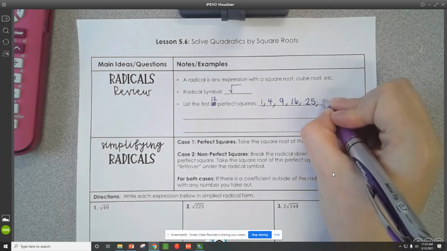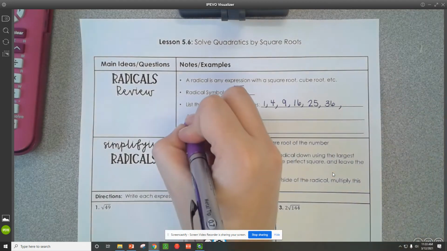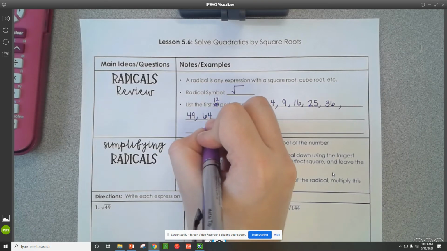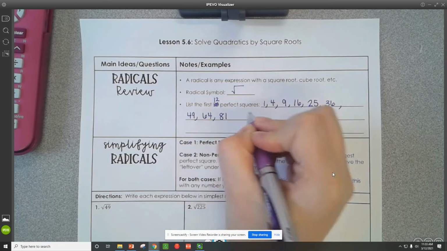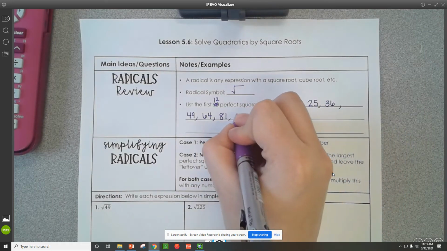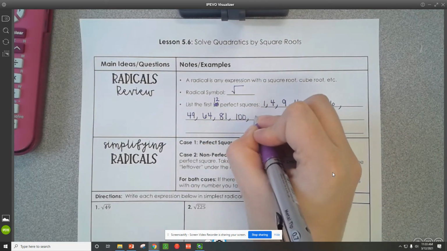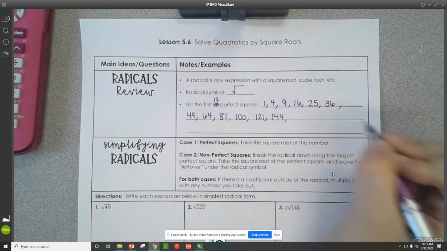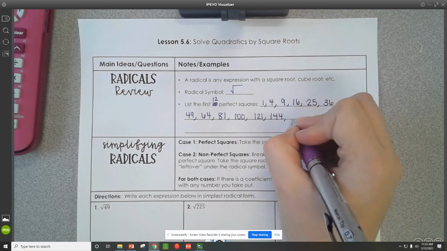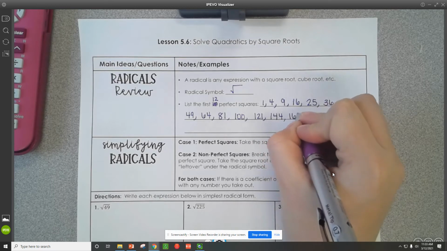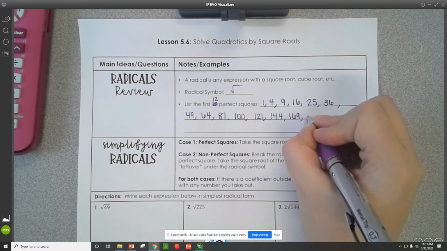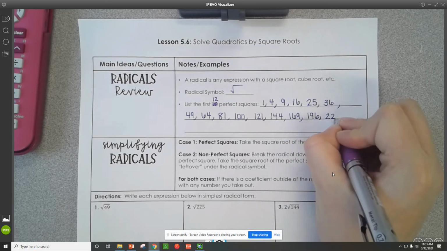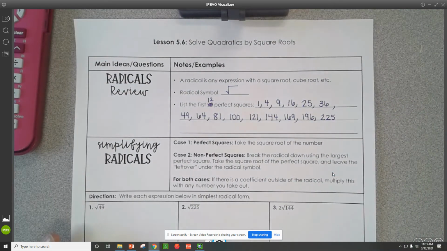25, 36, 49, 64, 81, 100, 121, 144. Actually, let's go up to 15. 13 would be 13 times 13, 169. 14 times 14 is 196. And then we have 225. So that's up to 15.